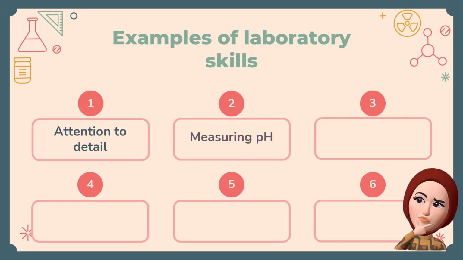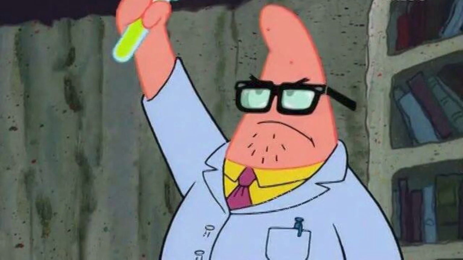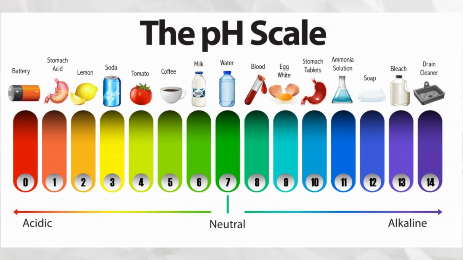Second is measuring pH. When you work in a lab setting, it is important that you have the skills needed to properly measure pH. This involves testing the acidity of a solution. You should be able to know where a solution falls on the pH scale. That is to say, you should know that a pH below 7 means the solution is acidic, a pH greater than 7 is considered basic, and a pH of 7 is neutral.